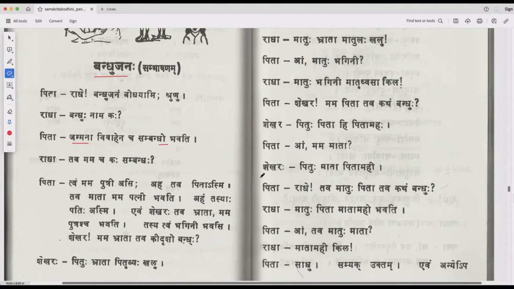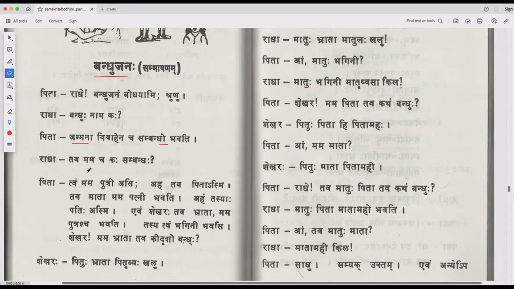Tava mama putri asi. Wait, hold on. Let's go by the meaning and then go to the next sentence. Tava is you. What am I to you in relation? So, in Tamil, what is the sambandham? Clear in your language. So, it's very easy. In English, what is the relation between you and me?